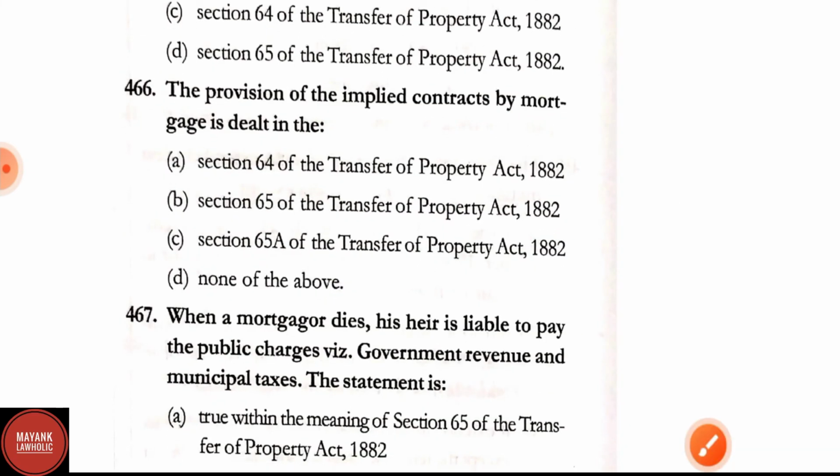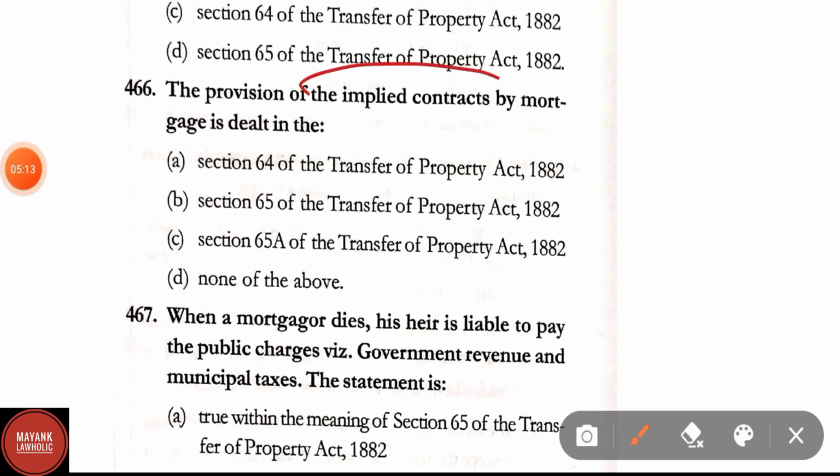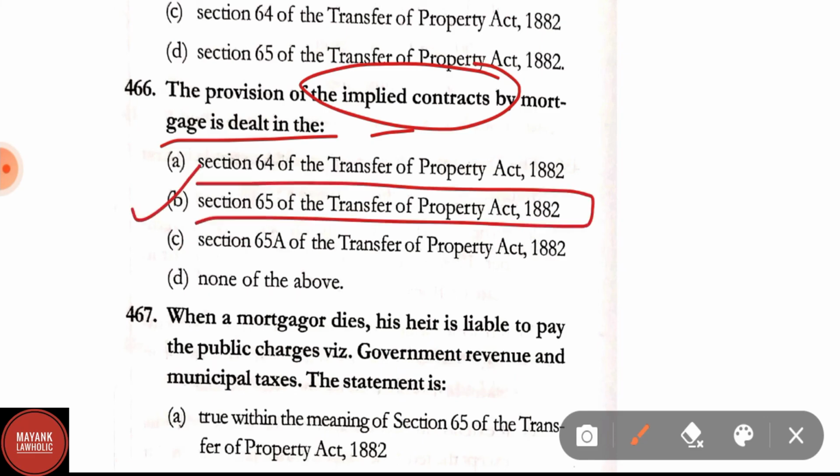Question number 466. The provisions of the implied contracts by mortgagor are dealt with in Section 64 of the Transfer of Property Act, Section 65 of the Transfer of Property Act, Section 65A of the Transfer of Property Act, none of the above. Here the correct answer is option B, that is Section 65 of the Transfer of Property Act.